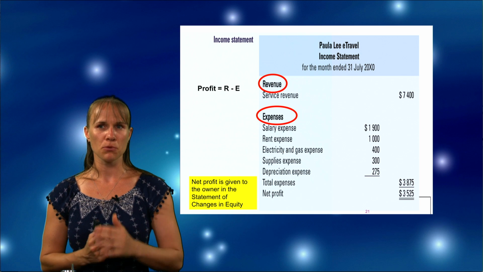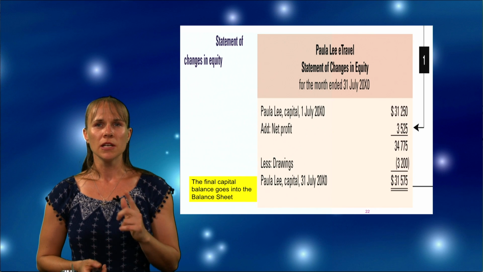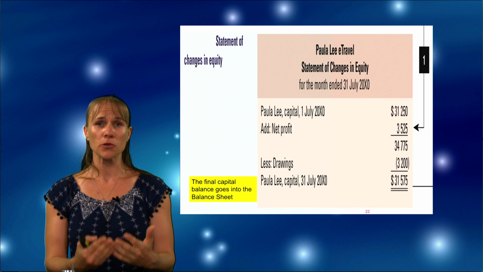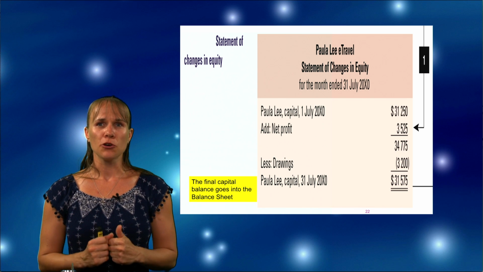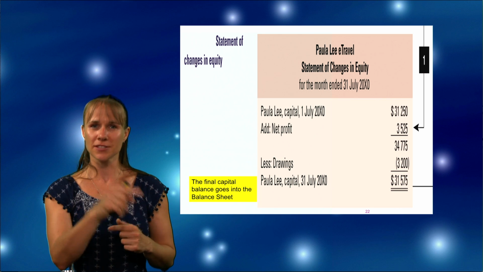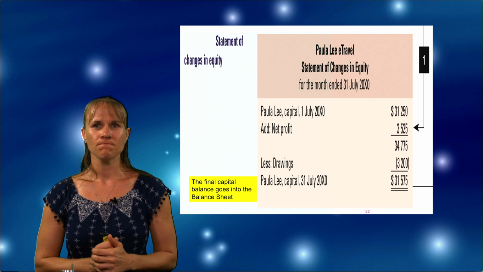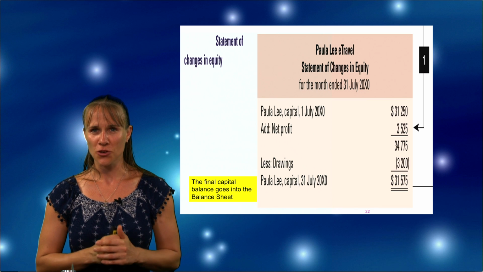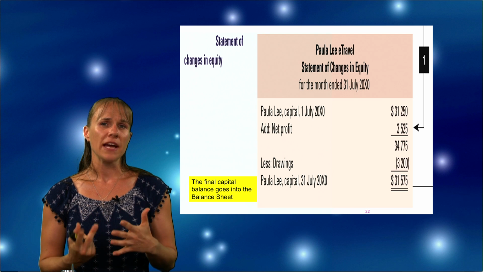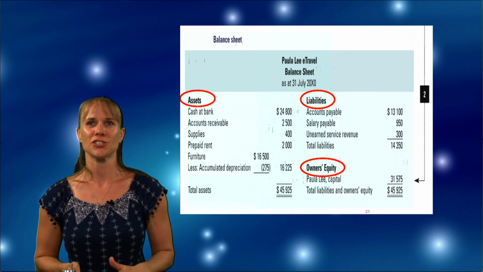So you can see where the profit figure is. There's a line coming down from that, and that line is leading on now to our statement of changes in equity. This one tells us all about what the business owes to the owner. So we start off with our opening capital. We add on net profit, the net profit figure that has come from our income statement. From there, we subtract drawings. And after we've subtracted our drawings, we come to our ending capital balance. That final capital balance is then going to travel across and link in with our balance sheet.